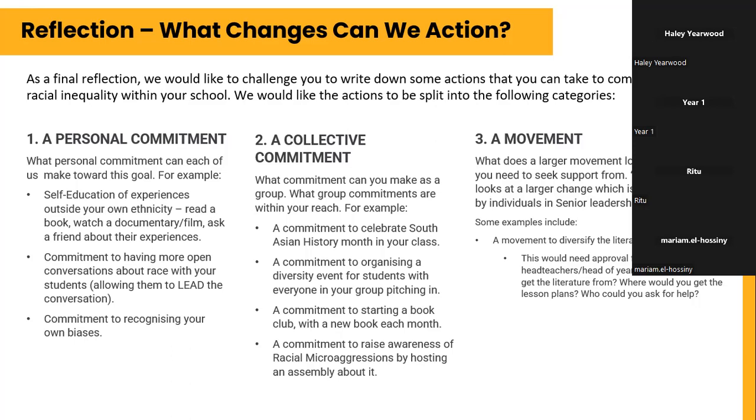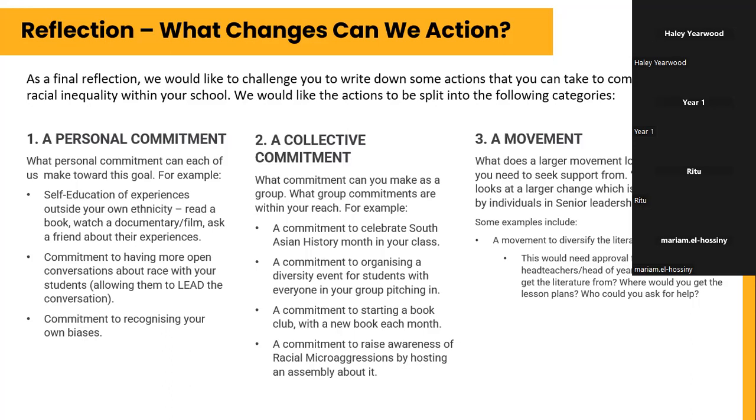Some examples of this are a commitment to celebrate South Asian History Month in your class, a commitment to organising a diversity event for students with everyone in your group pitching in. You could start a book club with a new book each month. And you could also have a commitment to raise awareness of racial microaggressions by hosting an assembly about it.